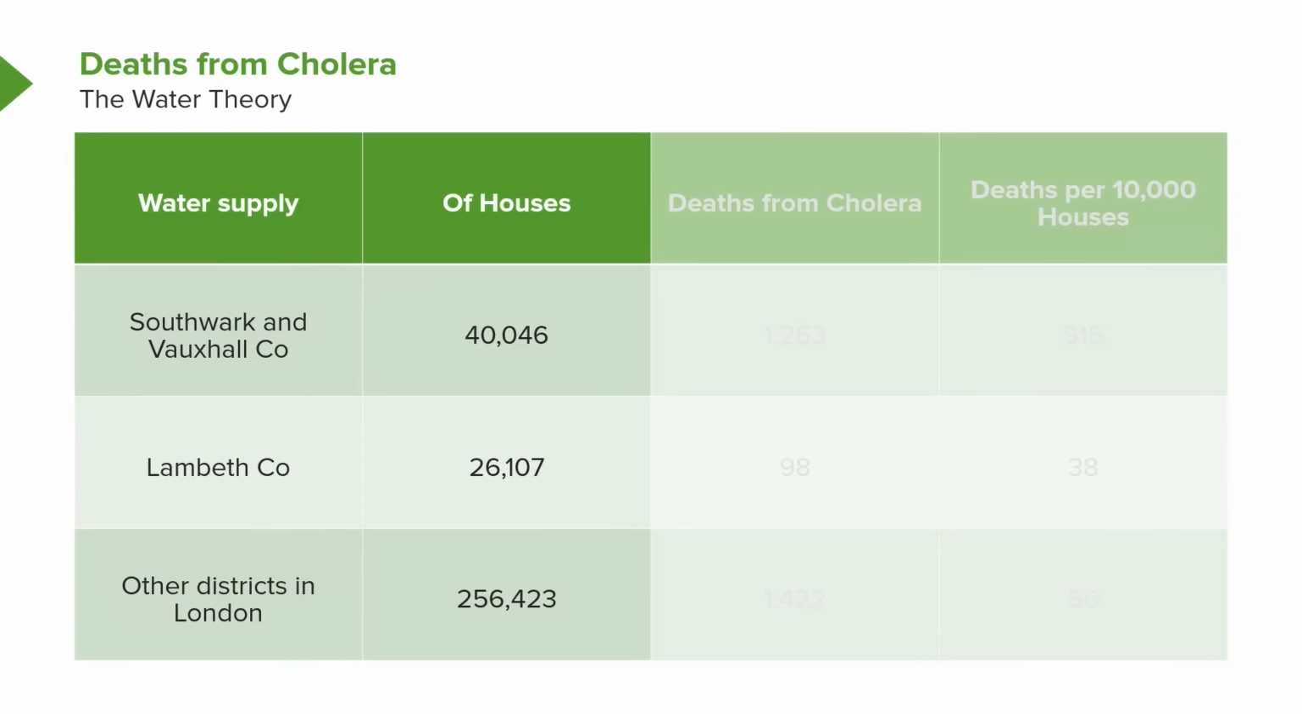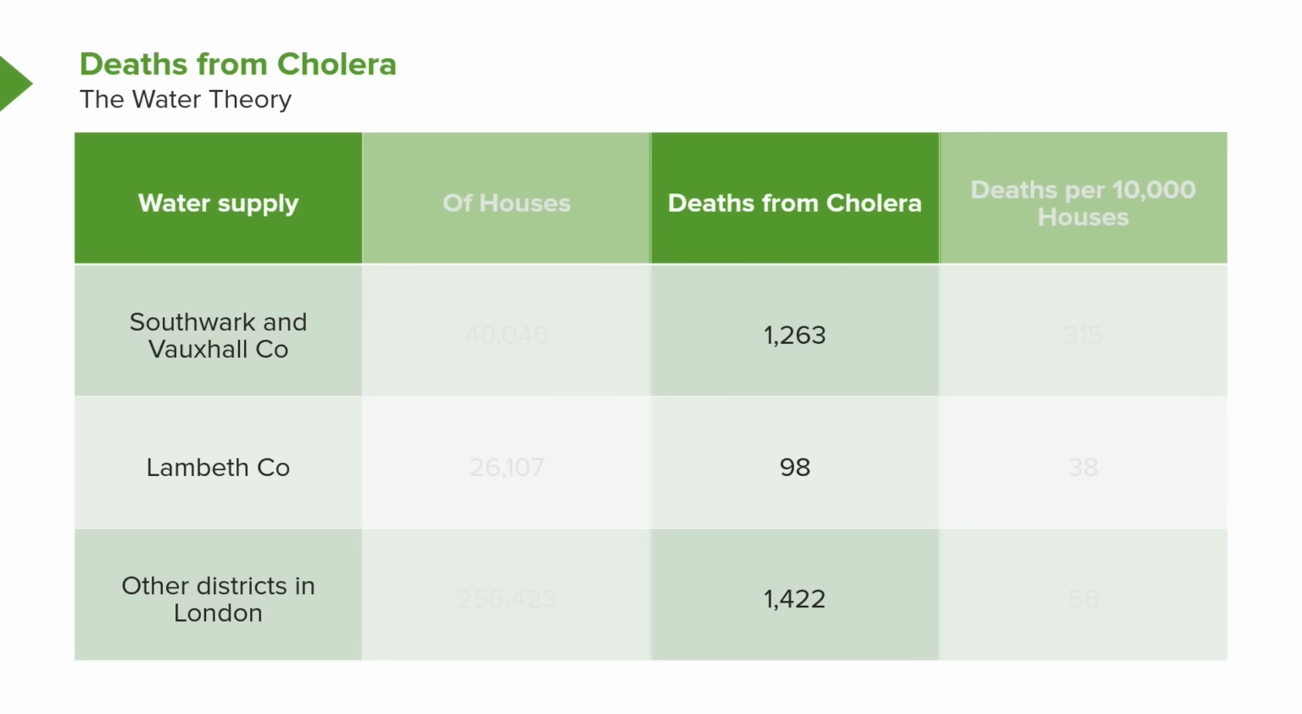He saw that each was servicing a different number of houses, and he counted the number of deaths from cholera experienced by those neighborhoods. To most people, the number of deaths alone was sufficient to tell the story. But that's not where John Snow stopped.